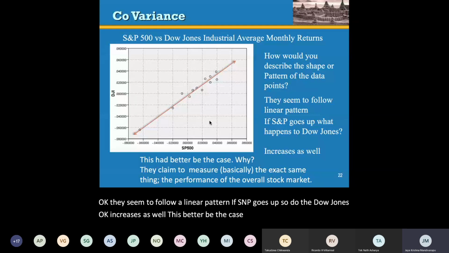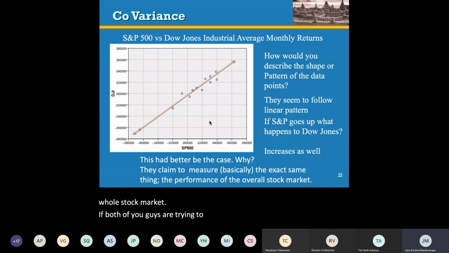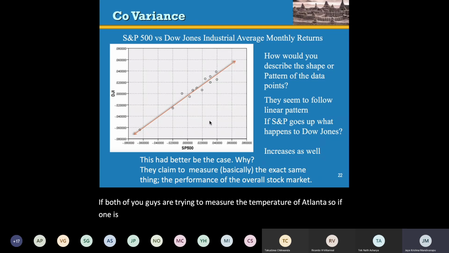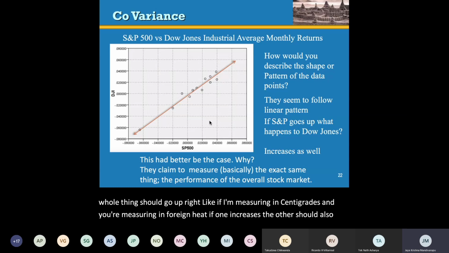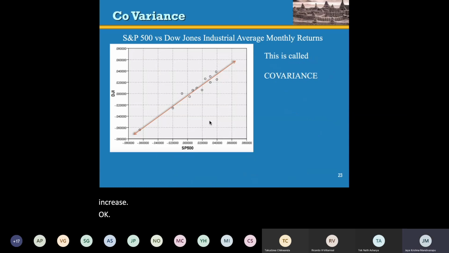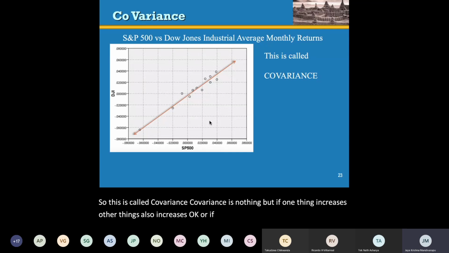This better be the case. Why? Because they are basically trying to measure the exact same thing, the performance of the whole stock market. Okay, so if both of you are trying to measure the temperature of Atlanta, one measuring in one unit and the other in another unit, the whole thing should go up, right? Like if I'm measuring in centigrade and you're measuring in Fahrenheit, if one increases, the other should also increase. Okay, so this is called covariance. Covariance is nothing but if one thing increases, the other thing also increases. Okay, or if one thing has a linear relationship with the other thing.